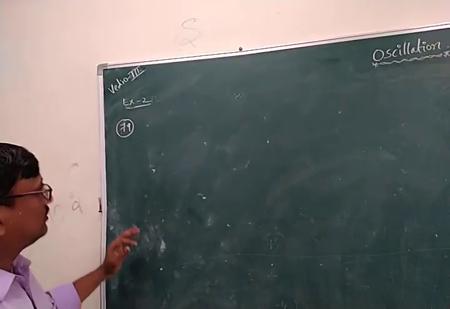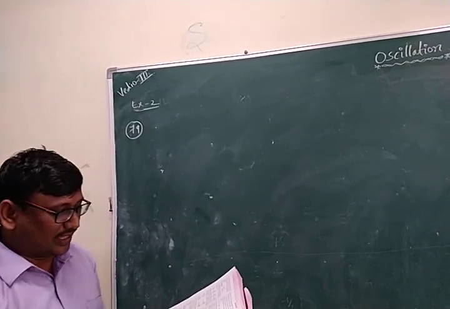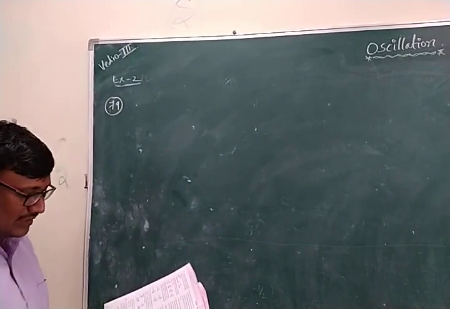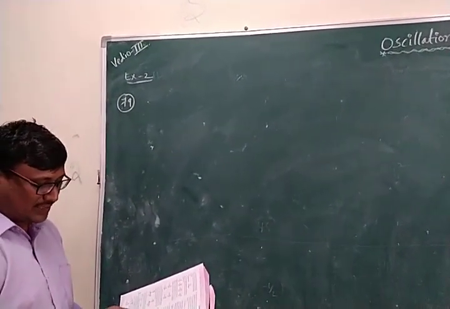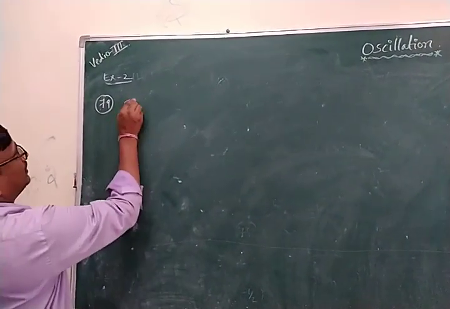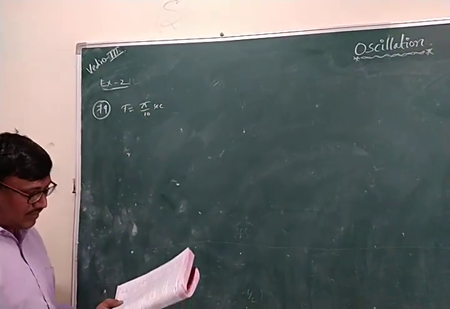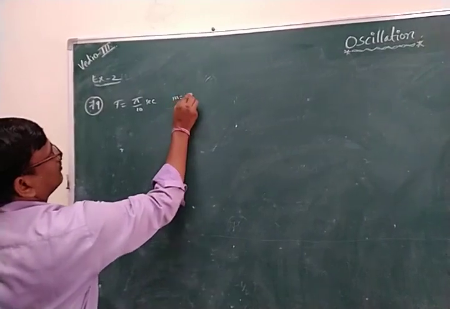So next, question number 79. A spring balance scale reads 0 to 20 kg. The length of the scale is 10 centimeters. A body is suspended from the balance. When the balance is displaced and released, it oscillates with a time period given by π by 10 seconds. What is the mass of the body?